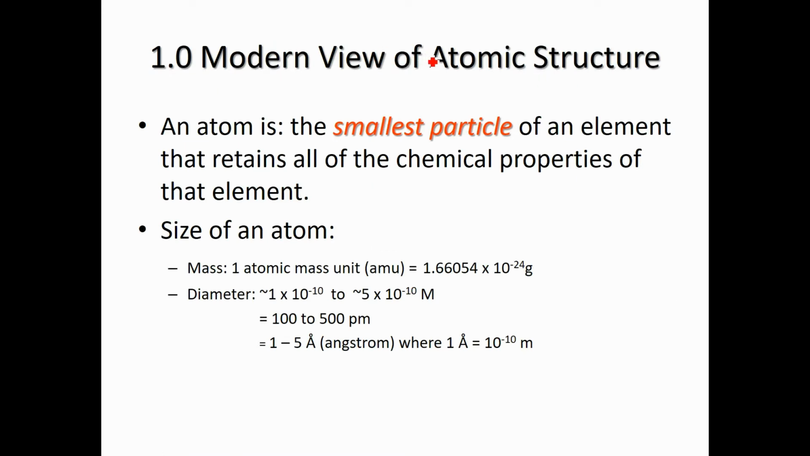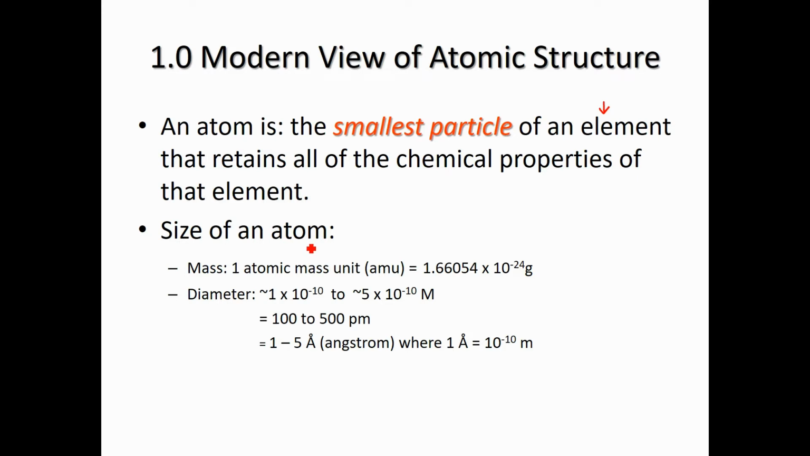So, all these chemicals are made from the smallest particle. We call it an atom. The atom is the smallest particle of an element. Elements belong in periodic tables that retains all of the chemical properties of that element. So the smallest particle of an element that carries the respective chemical properties of that element is called an atom. You can't break it further down.